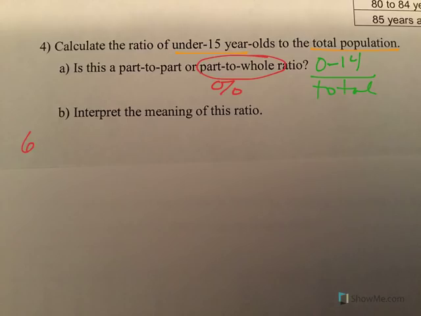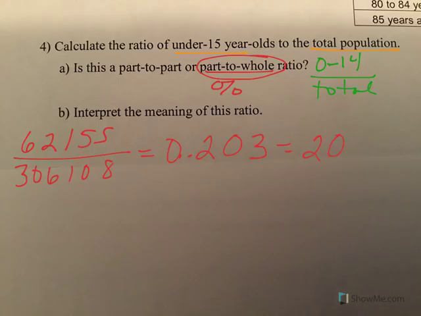So just remember, here's our total, 0 to 14. So I end up with 62,155 over my total. Ooh, that's a 2. I don't want a 2. I want a 3. Whoops. 306,108. That fraction as written is meaningless, but again, we have a part to whole ratio, so I can change this to a percent. So I'm going to go ahead and change it first to a decimal by dividing, numerator divided by the denominator, and that gives me 20.3%.